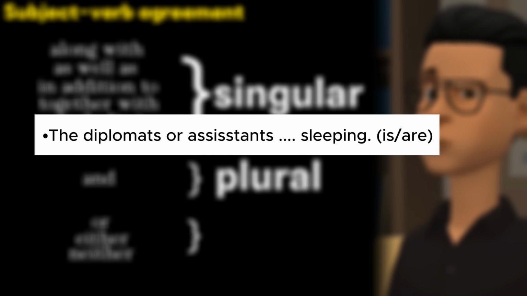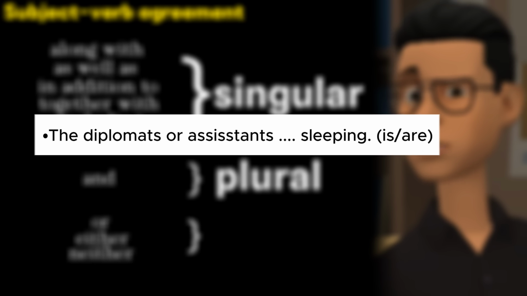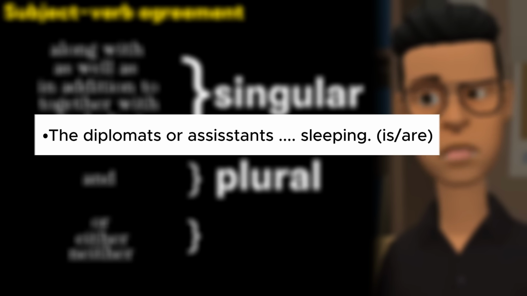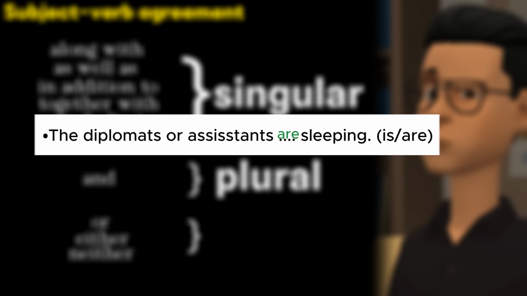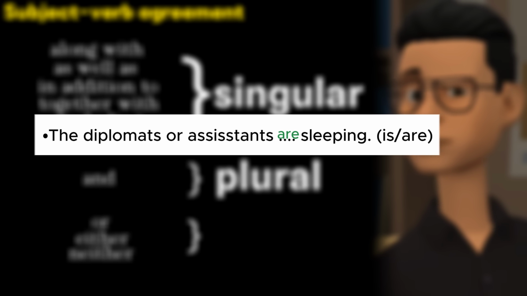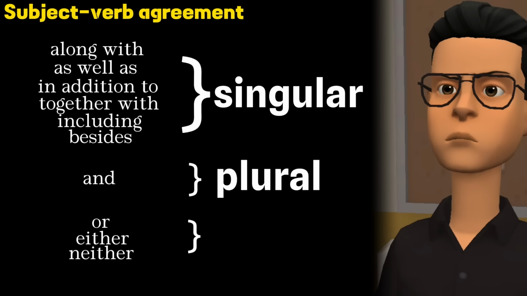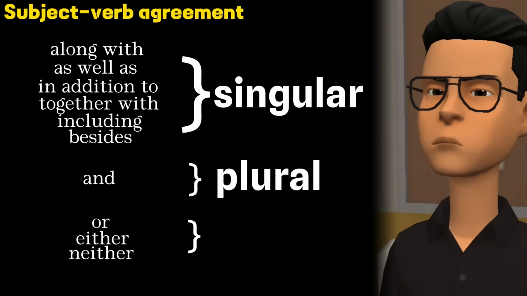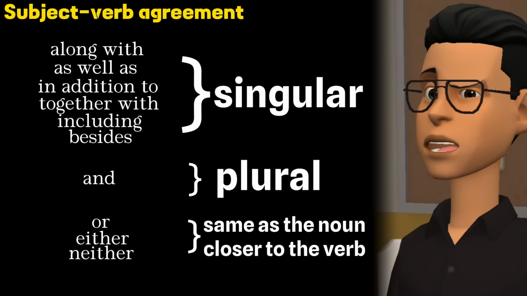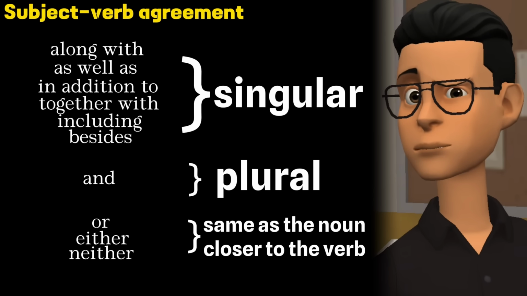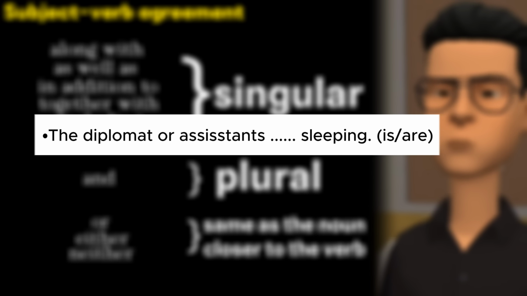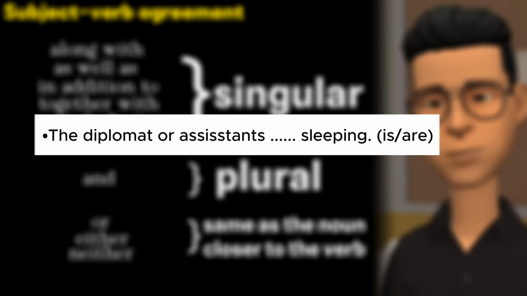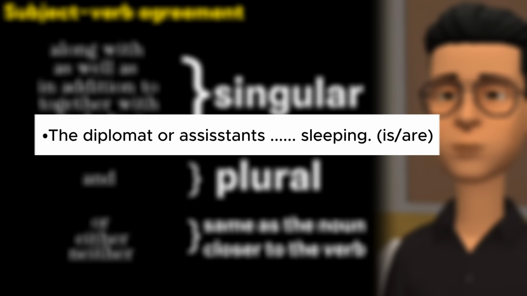Take an example: "Diplomats and assistants are sleeping." Here, both are plural, so the verb will be plural, that is, "are". But what if one noun is singular and the other plural? In that case, you have to consider the noun closer to the verb. For example, "The diplomat or assistants are sleeping." The closer noun is assistants, that is, plural, so "are".